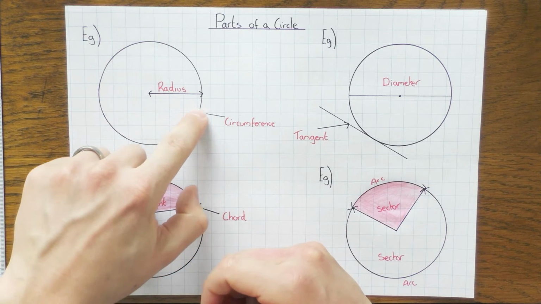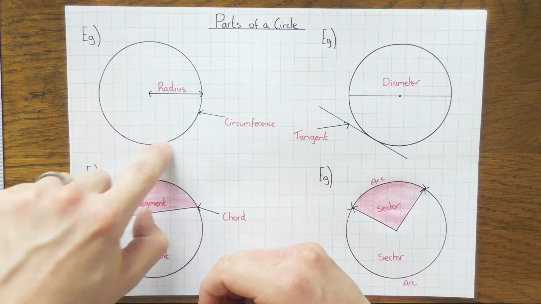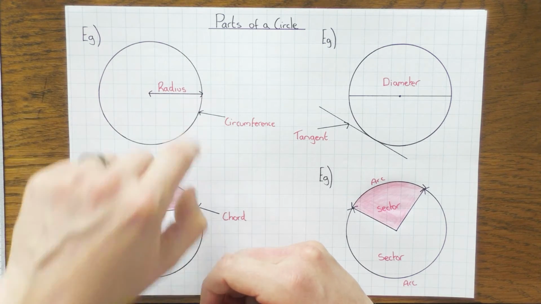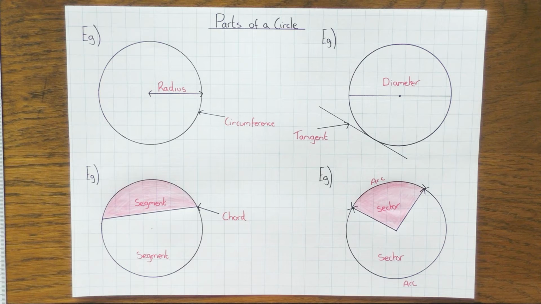And I've just mentioned it, the circumference. The circumference is basically the perimeter of the circle. So the length all the way around the circle is called the circumference.